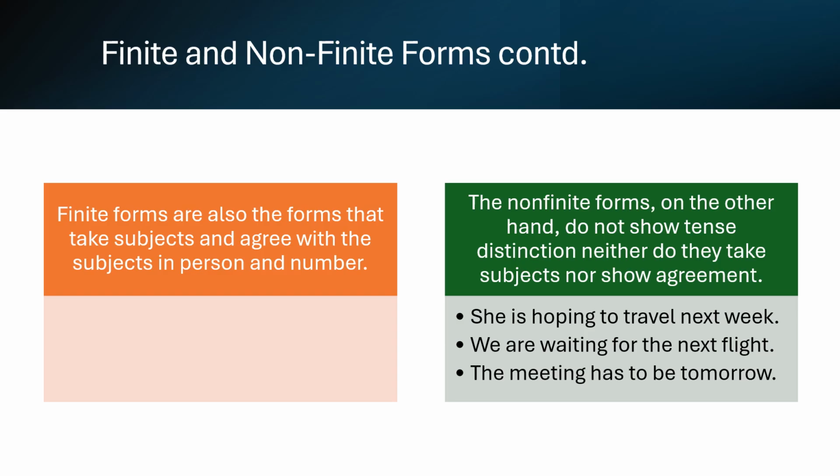The non-finite forms, on the other hand, do not show tense distinction. Neither do they take subject agreement. So let's look at some examples. She's hoping to travel next week. So to travel, the to-infinitive there, you just have the basic verb form travel going with it. We're waiting for the next flight. And the meeting has to be tomorrow.